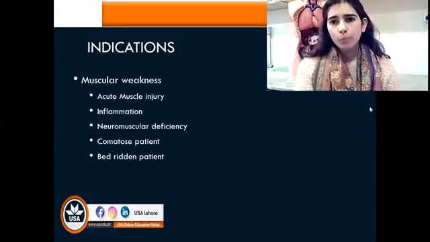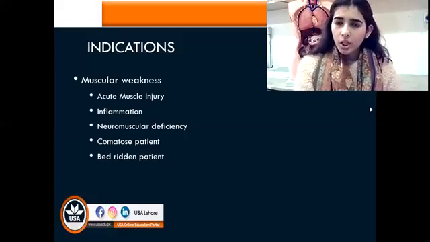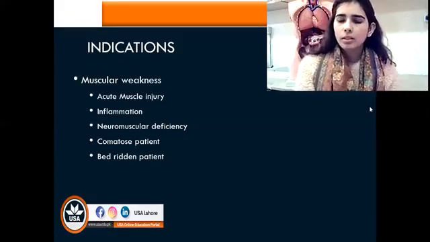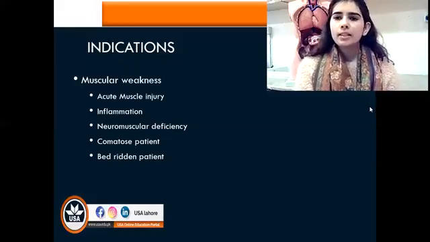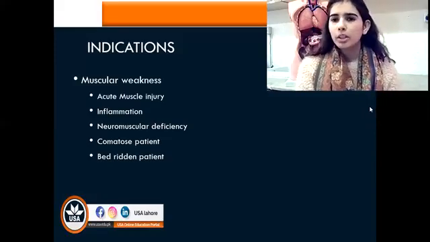Then in comatose patients, we want to preserve the properties of the muscle, where the patient cannot move it on their own, and we have to preserve its function by helping the patient to perform it.